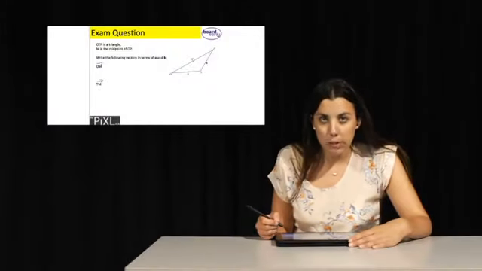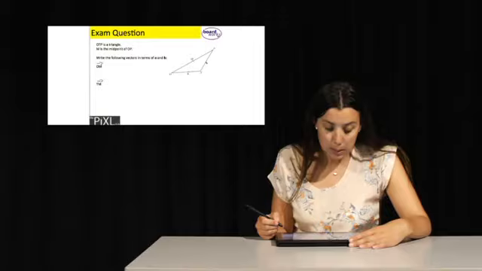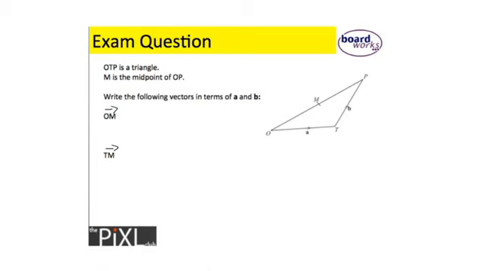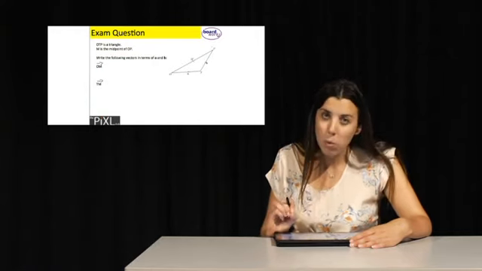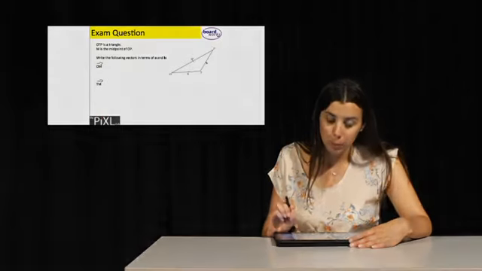In the next question, you're given a triangle, OTP. And it states that M is the midpoint of O and P. Again, it's labelled on here. You're also given 2 vectors, OT, which is A, and TB, which is B. And you're asked to write the following vectors in terms of A and B. There's 2 vectors. I'm going to give you 3 minutes and then we'll go through it together. Off you go.